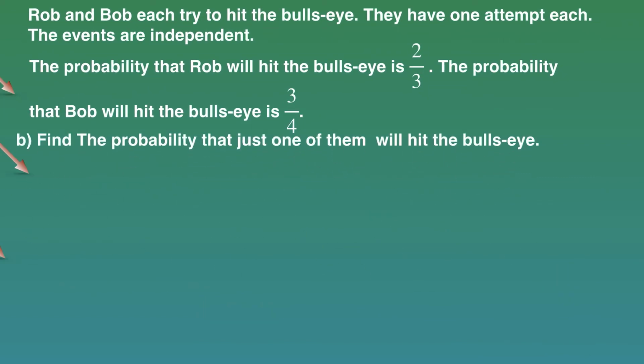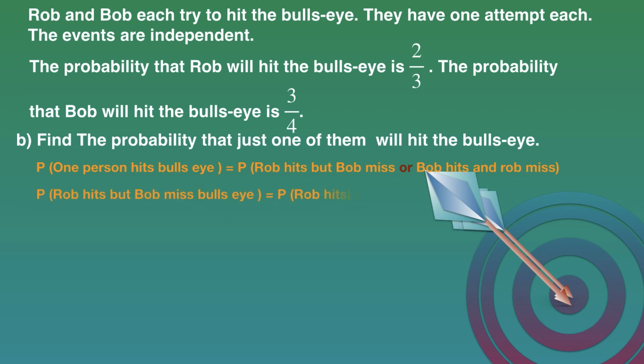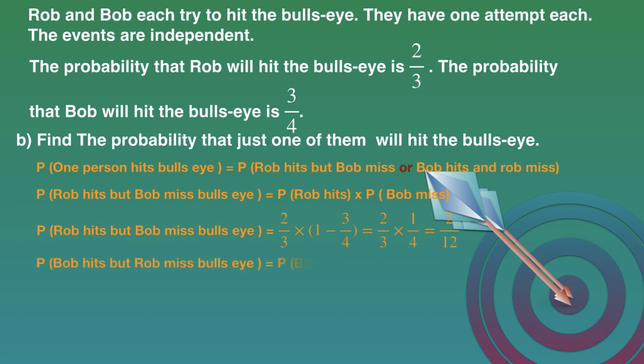In part B, we need to find the probability that just one of them will hit the bullseye. This can happen one of two ways. Rob hits the bullseye but Bob misses, or Bob hits the bullseye and Rob misses. Since Bob hits the bullseye with the probability 3 out of 4, we can also work out the probability that he misses by subtracting it from 1. And the events Rob hits the bullseye but Bob misses are independent, so we simply multiply their probabilities to give 2 over 12. Similarly, the probability that Rob misses the bullseye is given by subtracting 2 over 3 from 1.